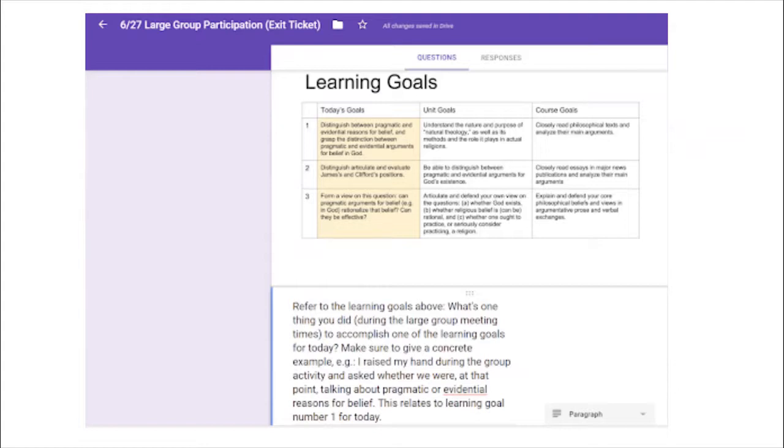It could be raising your hand and asking for clarification or contributing to one of the arguments, or it might be something else. Oh, I wrote down a question I had during the large group section, and then I asked it to Justin during my small group section. I wrote down this question to look up after the class, something like that. So some concrete thing you've done to meet one of the learning goals. You'll have access to those learning goals in the form itself, but it would help you, I think, to think about them as you go through class. So that's why I encouraged you to screenshot the learning goals. With that, let's begin today's lecture.